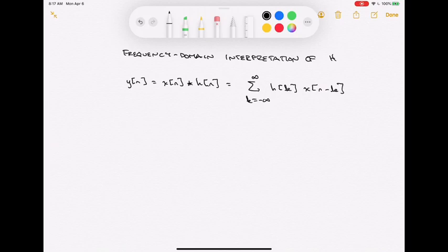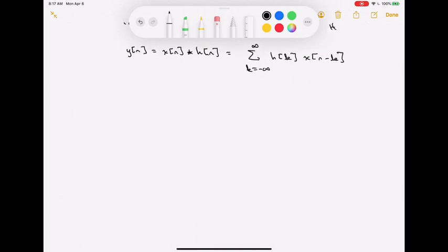I know that our definition of frequency in this class has been everlasting exponentials. And so when we talk about frequency response interpretation of a system, we're going to be looking at what happens when an everlasting exponential is applied to the system. So let's let our input x[n] be that discrete time everlasting exponential, z to the n.